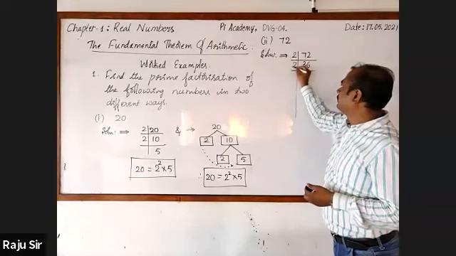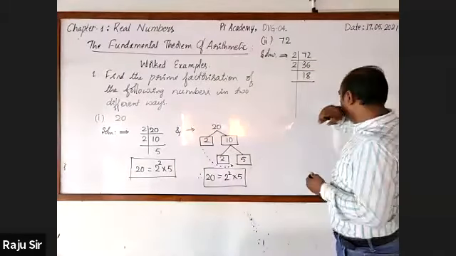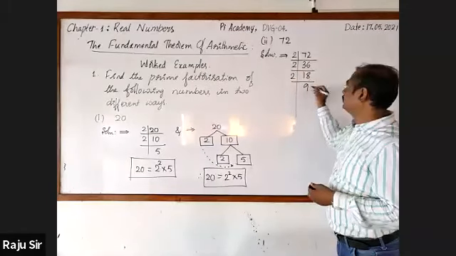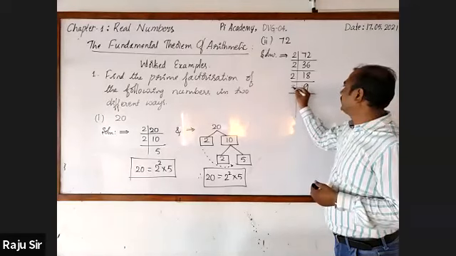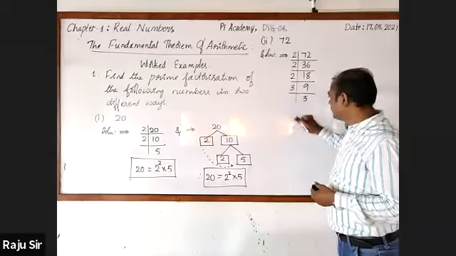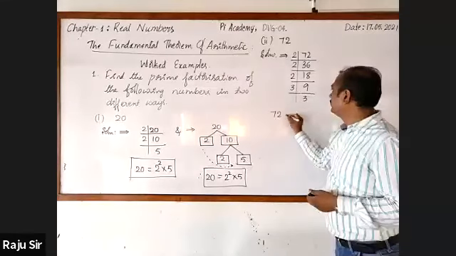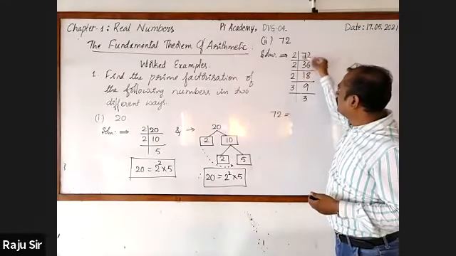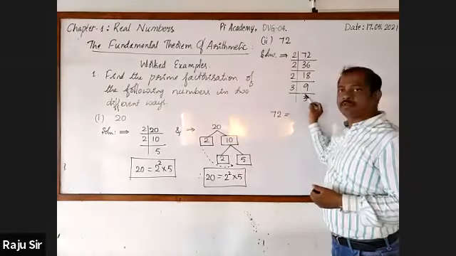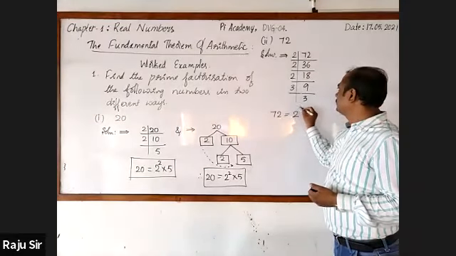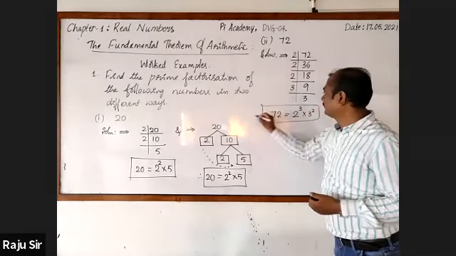18 is an even number, 2 9s. 9 is a multiple of 3. You can write 3 3s. Now you can write 72 as, okay, 2 is how many times? 3 times. And 3 is 2 times. Hence it can be written as 2 cube into 3 square.